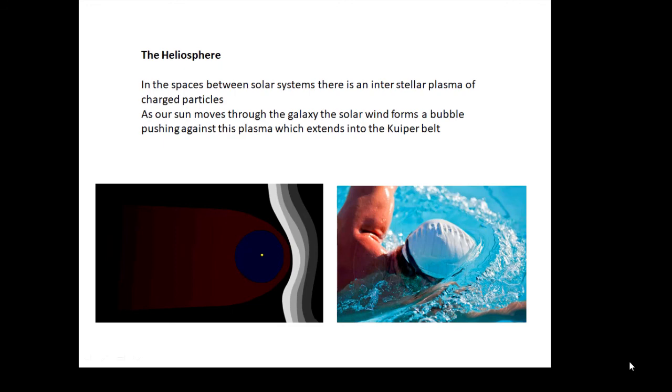As our sun moves through the galaxy, the solar wind forms a bubble pushing against this plasma, and it goes as far as about the Kuiper belt. The effect of the solar wind extends into the Kuiper belt. And it's called the heliosphere, the extent of the solar wind.